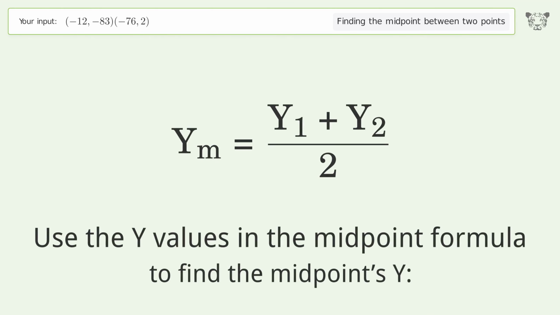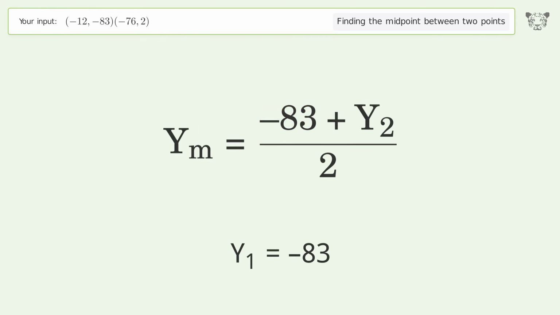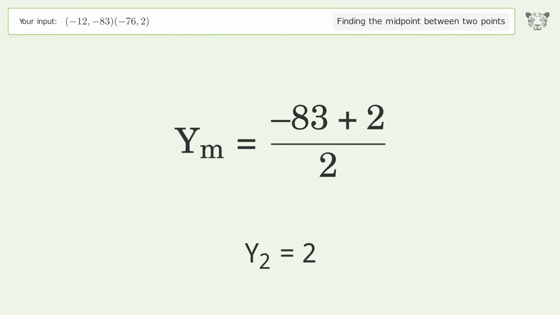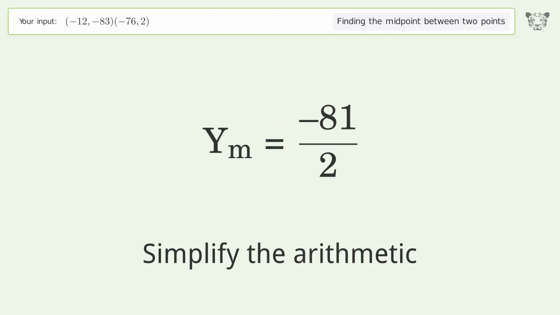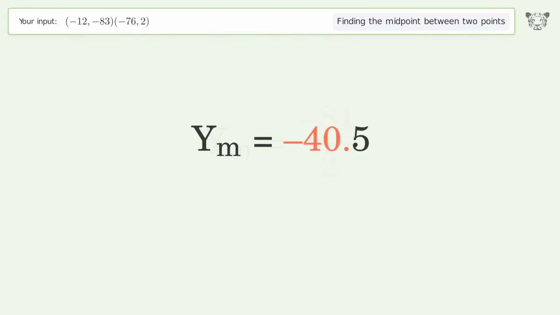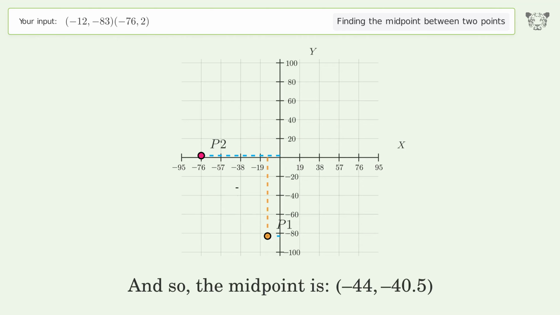Use the y values in the midpoint formula to find the midpoints y. y1 equals -83. y2 equals 2. Simplify the arithmetic. And so, the midpoint is, -44, -40.5.